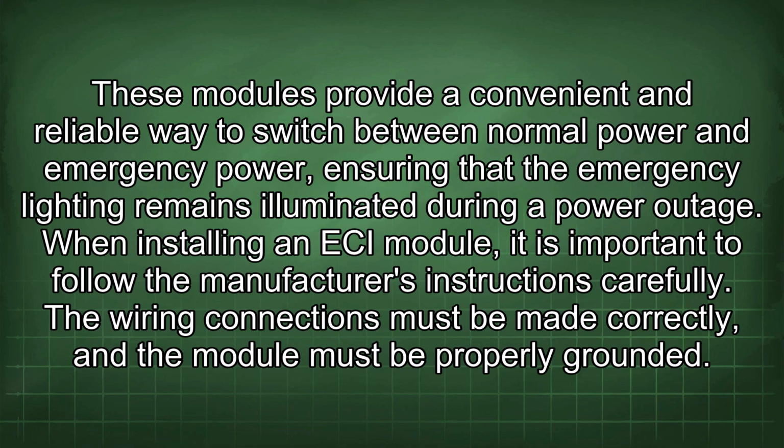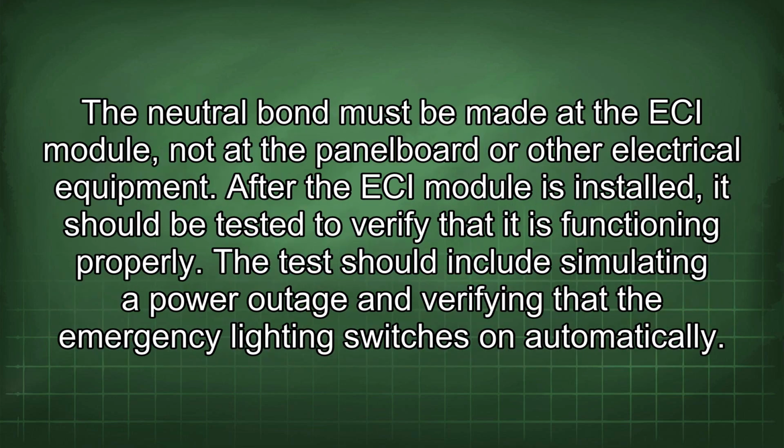When installing an ECI module, it is important to follow the manufacturer's instructions carefully. The wiring connections must be made correctly, and the module must be properly grounded. The neutral bond must be made at the ECI module, not at the panel board or other electrical equipment. After the ECI module is installed, it should be tested to verify that it is functioning properly. The test should include simulating a power outage and verifying that the emergency lighting switches on automatically.